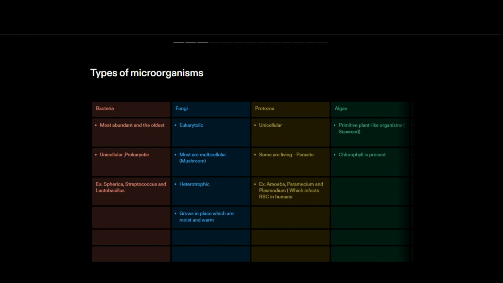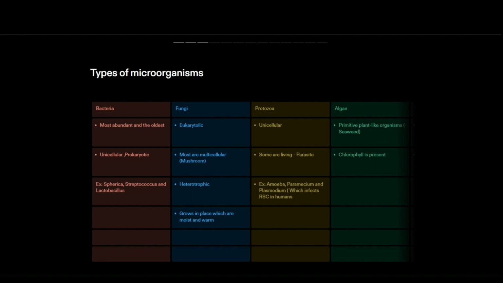Examples: Lactobacillus and Rhizobium, and diseases like typhoid and tuberculosis are caused by bacteria. Bacteria are the most abundant and the oldest. They are unicellular and prokaryotes. Lactobacillus is used for fermenting milk into curd, which we will talk about in microorganisms in food.